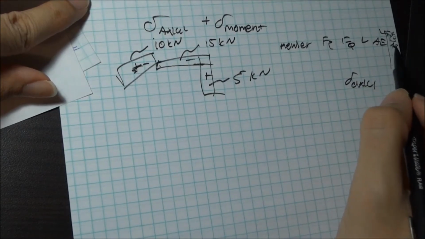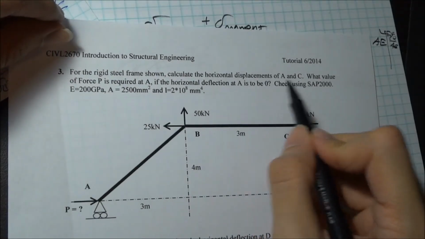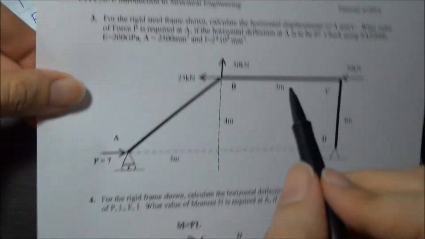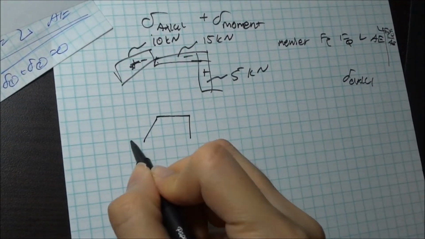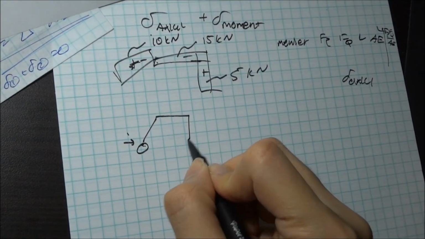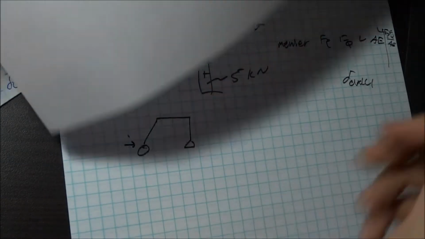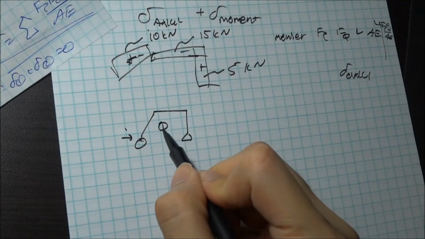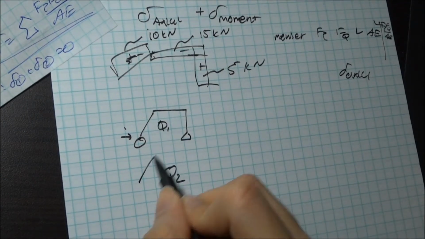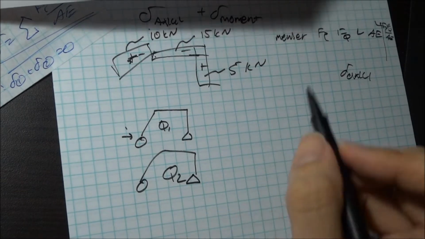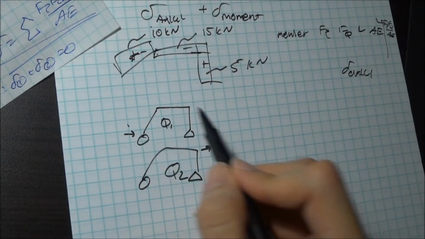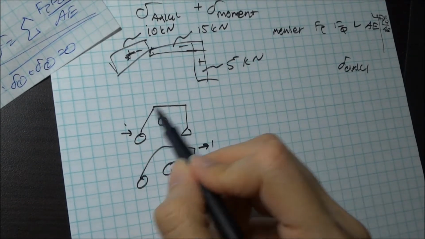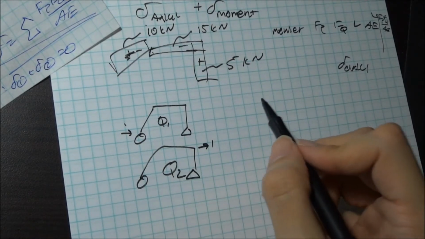Again, my Q system, I just apply a unit load at the point I'm interested in. In this case, I'm interested in the horizontal displacement at A and the horizontal displacement at C. Therefore, my first Q system, I'll apply a horizontal unit load of 1 at A. I'll do the same thing. So this is my Q1 diagram. My Q2 diagram would be horizontal displacement at C. I would just apply a unit load of 1 here. I would find out what the axial forces are due to this member, axial forces due to this one, moment due to this one, moment due to this one, and I would record those as well.